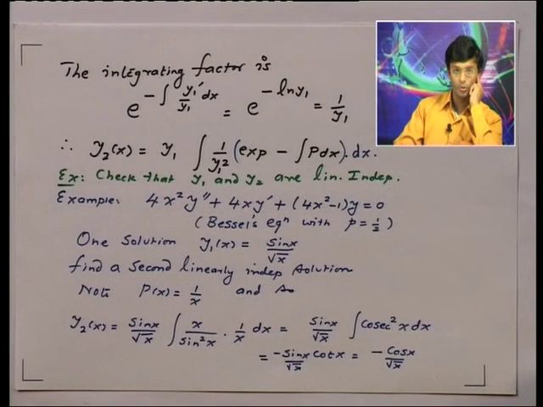Okay, so now what is your p(x)? Remember, the differential equation is not in normal form. You have to divide by 4x squared, correct? Then the middle coefficient is what? Coefficient of y prime is 1 over x. So, p of x is 1 over x. So, exp of integral p dx, correct? So, now you do that and you get y2 equal to sin x upon root x into x upon sin squared x. The exp of integral minus p dx is again 1 over x. The x and the 1 over x cancel out and you get what? Sin x upon root x integral cosecant squared x.